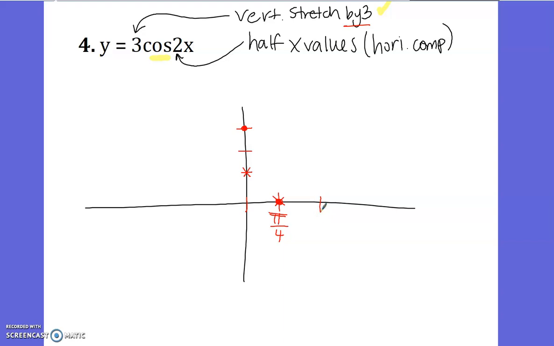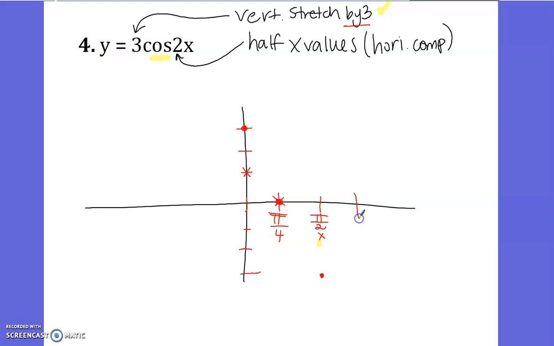The next point that was on our graph was right here. And it was originally at pi. So if I take that point and I vertically stretch it by 3, well, I'm sitting at -1. If I triple -1, I'm at -3. So I would fall right here. And then I have to half what that x value was. So it becomes pi over 2.